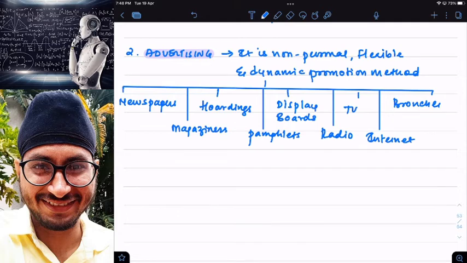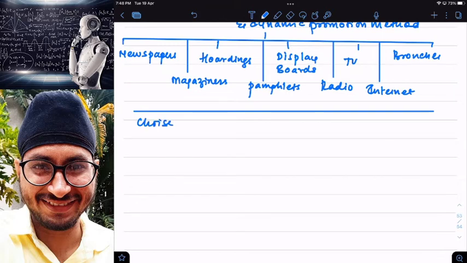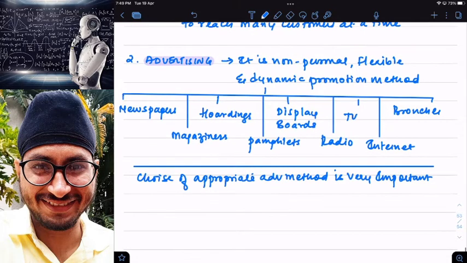There are many ways. But remember one thing: the choice of an appropriate advertisement method is very important. Why, sir? If I choose a wrong way of advertisement, my money will be wasted, nothing else. I will not get much advertisement also. So this is nothing but advertisement. I hope it is clear.